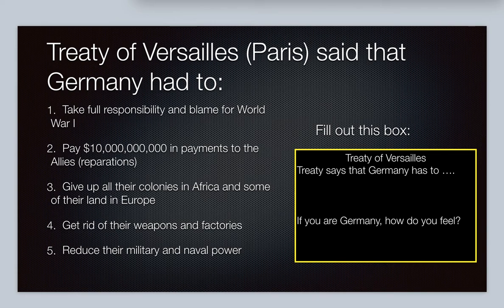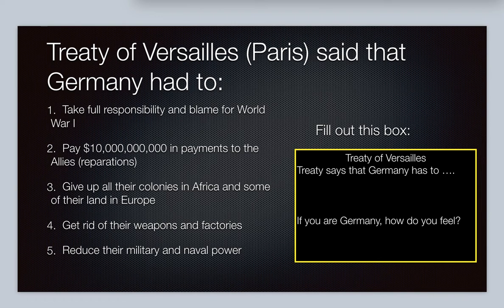Okay, so let's talk about the actual Treaty of Versailles, which was done in Paris. So we saw what the U.S. wanted, we saw what France wanted, we saw what the United Kingdom wanted, but that's not what actually happened because they had to compromise. So the Treaty of Versailles said that Germany had to, number one, take full responsibility and blame for World War I. It was all their fault.